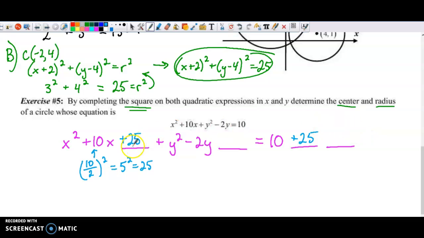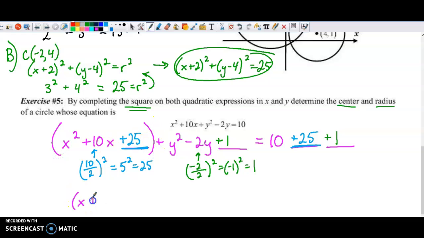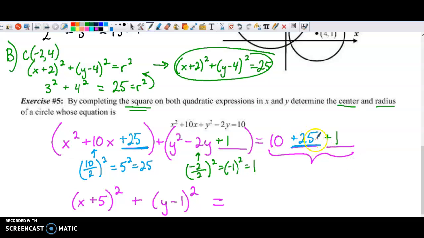And that is the same thing. It's okay to add here and add on the other side. So let me do the same thing. Negative 2 divided by 2 squared, that's negative 1 squared is 1. So got to add 1 here and add 1 here. So the reason why we go through all that is as I group the first 3 together, that is a perfect square trinomial. And we would write x plus 5 squared. Same thing with this middle piece. It's a perfect square trinomial. Y minus 1 squared. And as I put everything together on this side, 10 plus 25 is 35, plus 1 is 36. Well, look at that.